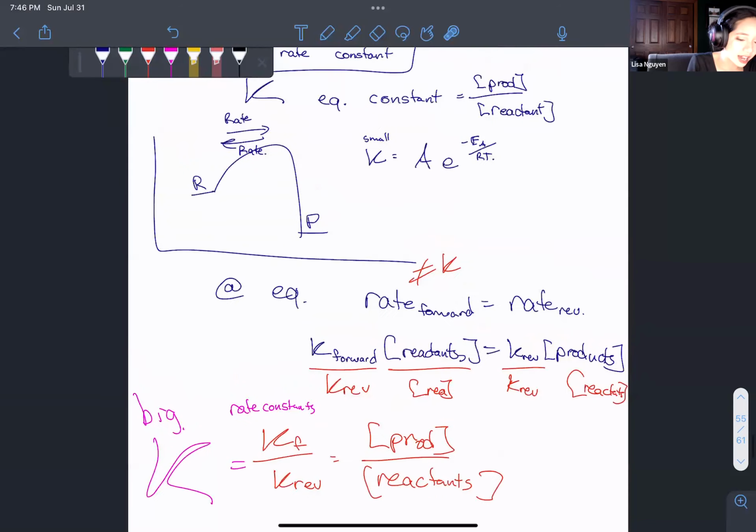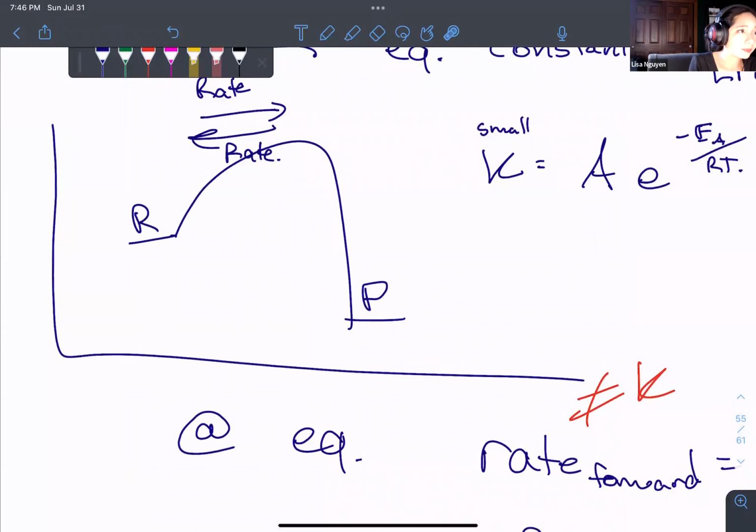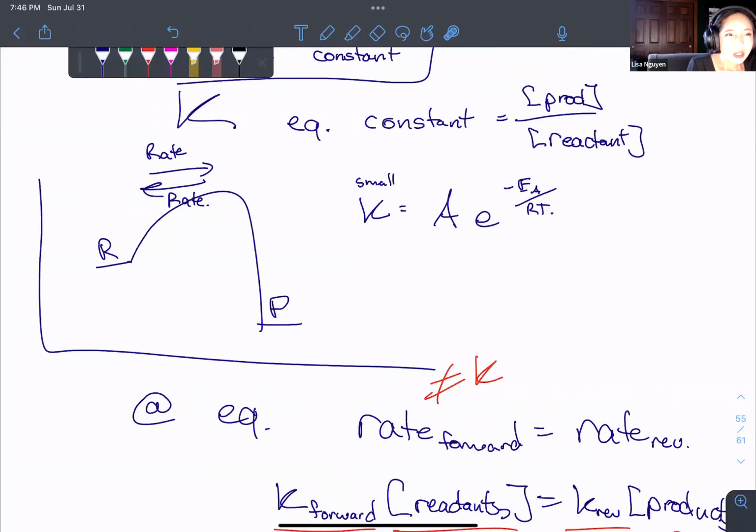And again, that has to do with our diagram here. That would be true for this example, this exothermic reaction, because the activation energy is smaller in the forward direction versus larger in the reverse reaction. So what we see here is that the rate constant for the reverse reaction is going to be small. Okay, so there we go.